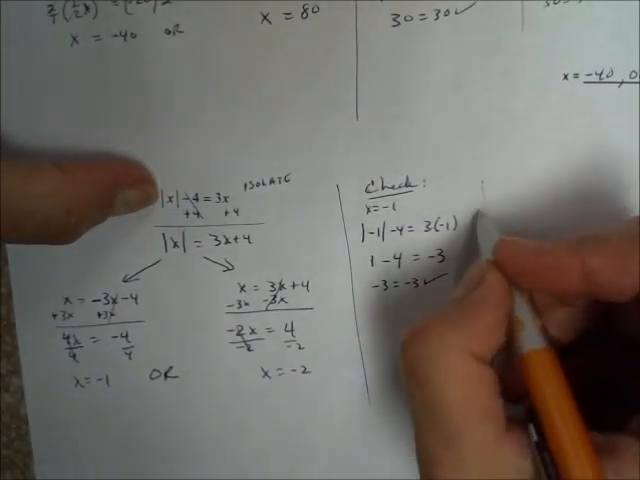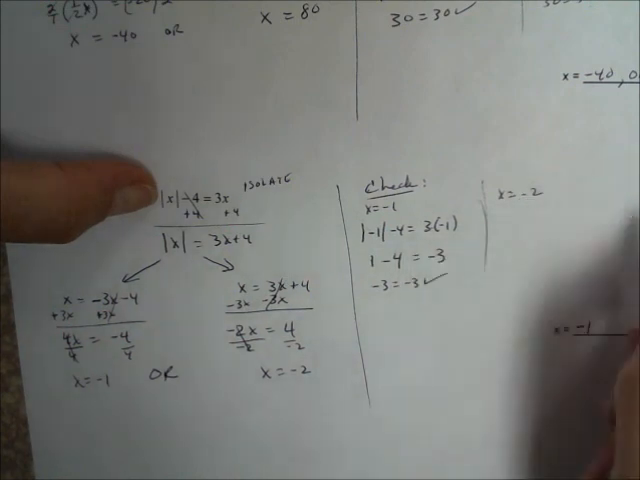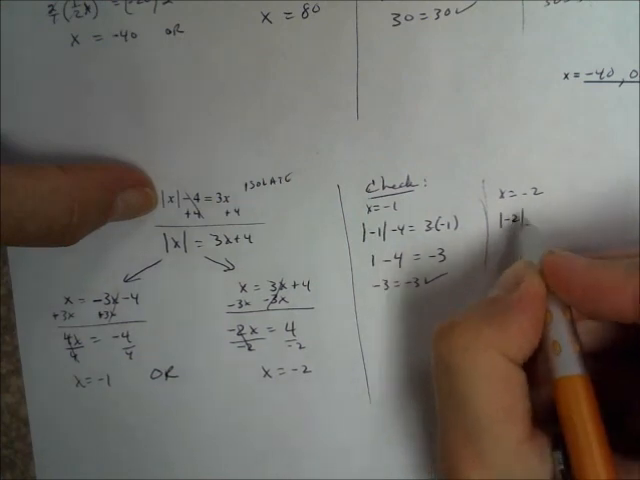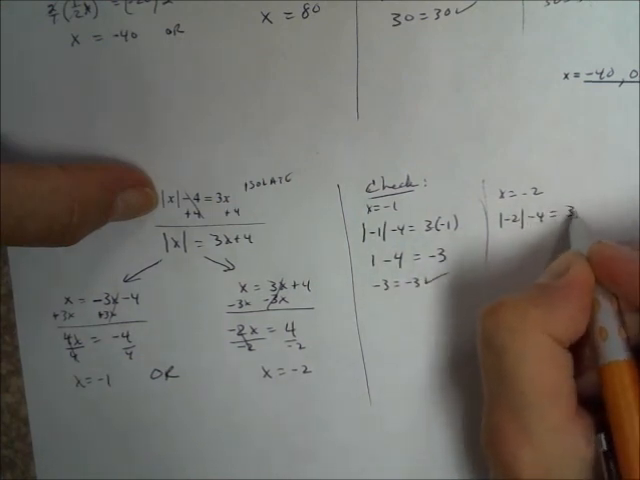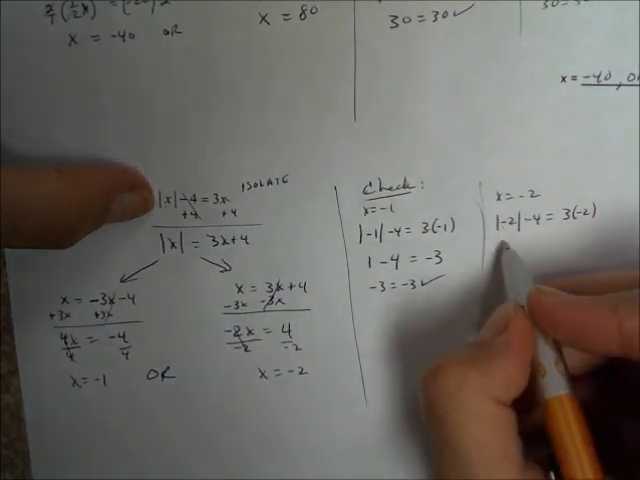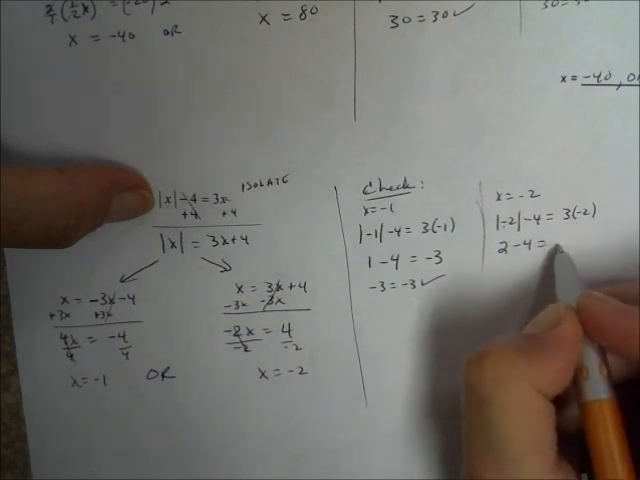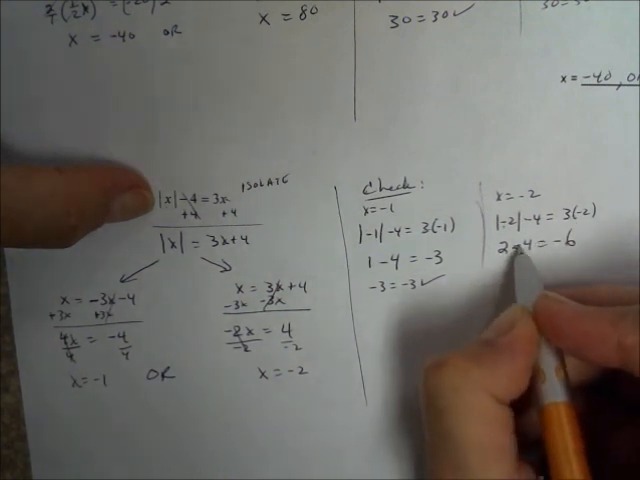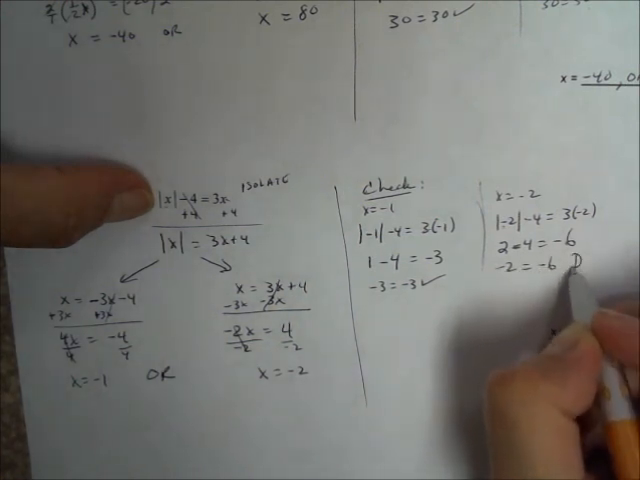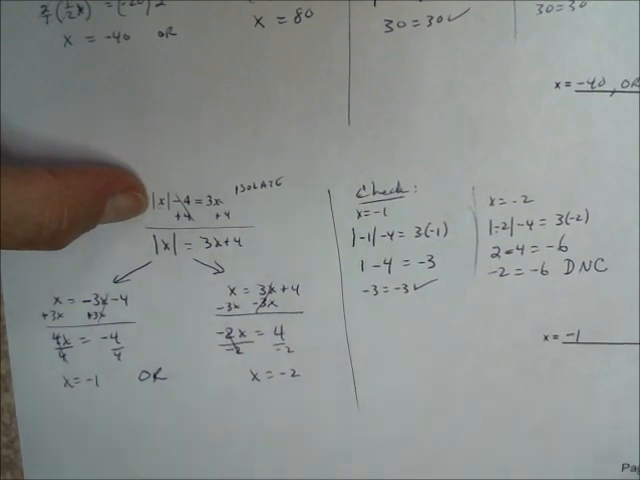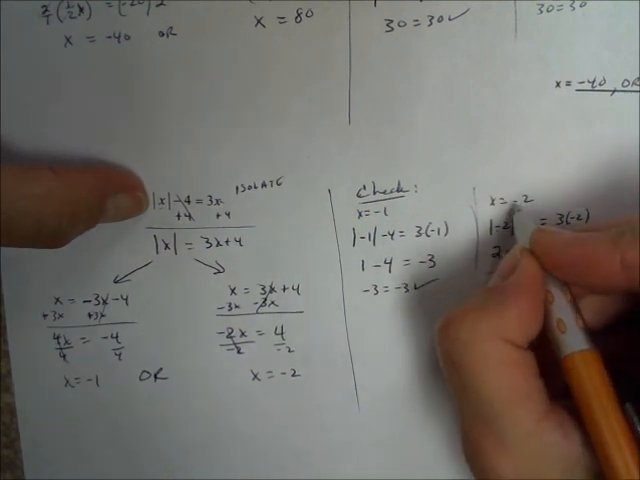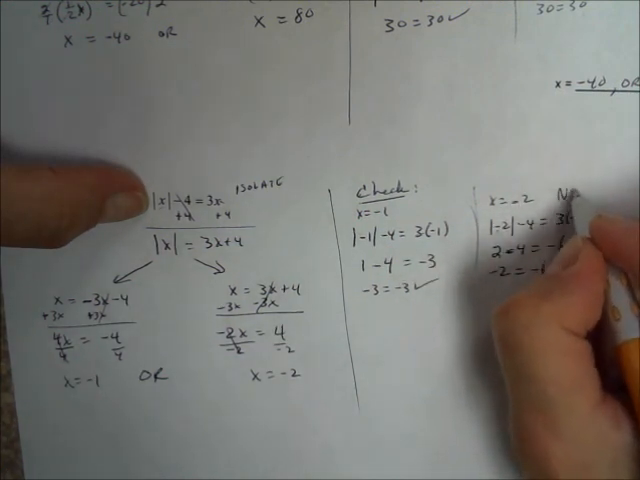Now let's check x equals -2 in the original equation. So you have the absolute value of -2 minus 4. Does that equal 3 times -2? Absolute value of -2 is 2. Does 2 minus 4 equal -6? Well, 2 minus 4 is -2. And does -2 equal -6? No, this does not check. So you're going to put in DNC in there, does not check, which means x equals -2 is not a solution.